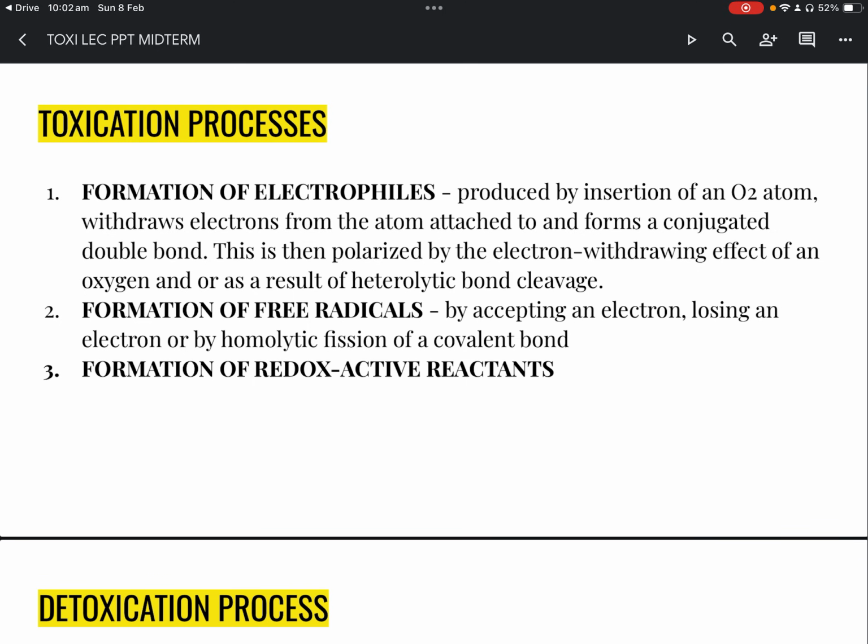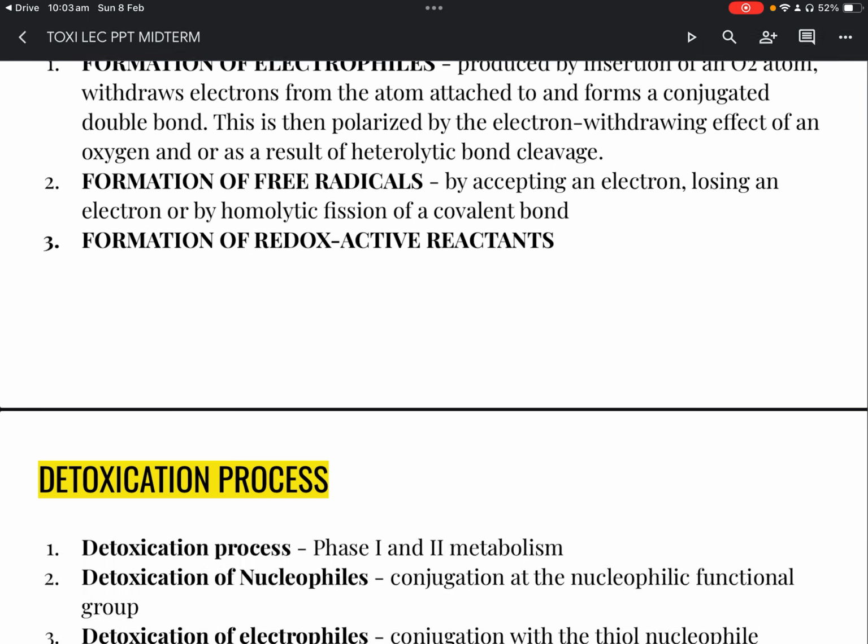Next, we have the formation of free radicals, by accepting an electron, losing an electron, or by homolytic fission of a covalent bond. So once there is a formation of electrophiles, it will also form free radicals. We will tackle free radicals later. And formation of redox active reactants: those are the toxic metabolites, or the components that make up the toxic metabolites.